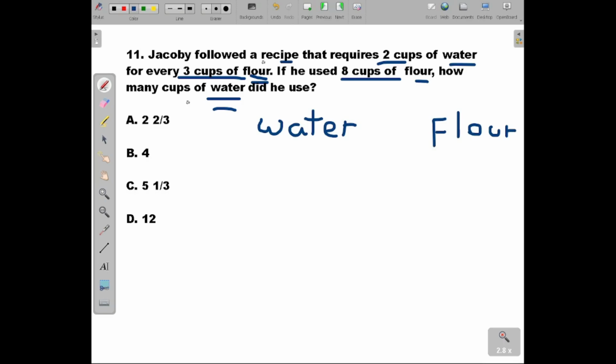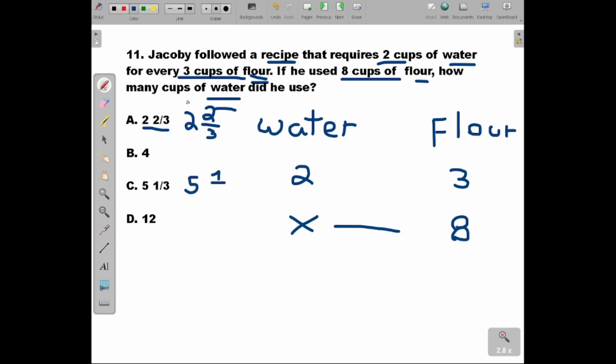First, the recipe requires 2 cups of water for every 3 cups of flour. Now he is using 8 cups of flour and we want to know how many cups of water he will use. So that's our unknown variable. And by the way, these are mixed numbers. It's 2 divided by 3, and this one is 5 1/3.